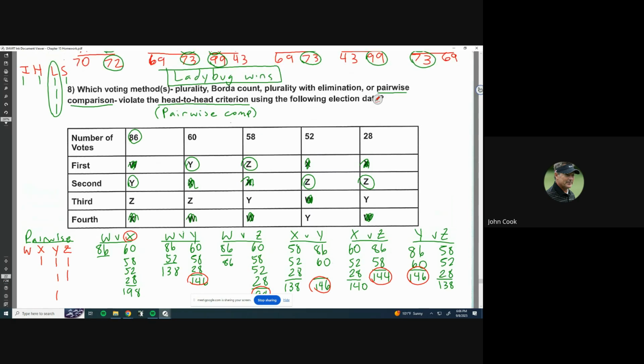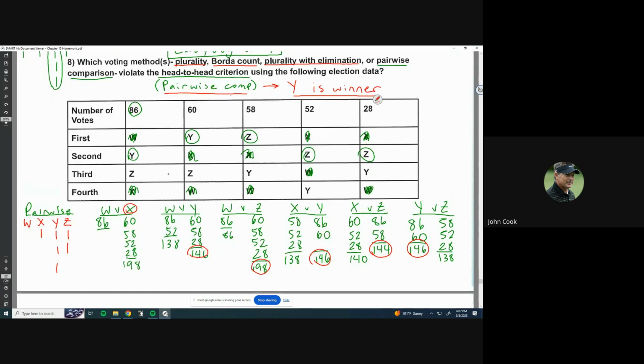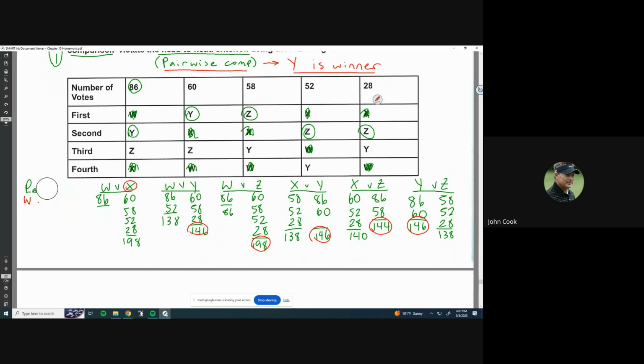So we're comparing all of these results, plurality, Borda, and plurality with elimination, to the pairwise competition. So in pairwise competition, Y is the winner. Okay, so we got to see if any of the other ones have that same exact result, that Y is the winner. All right, so we just did pairwise. Now let's go ahead and do our next one, which will be just the simple plurality one.